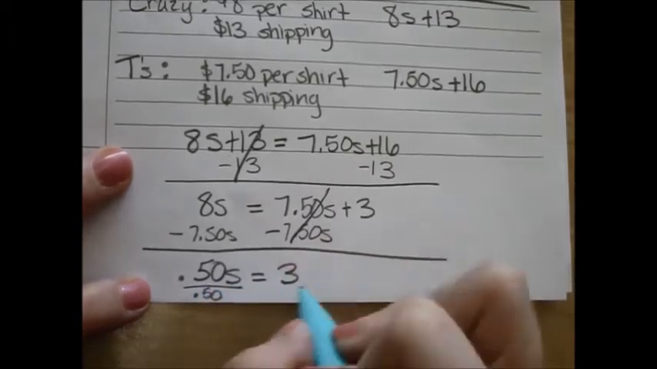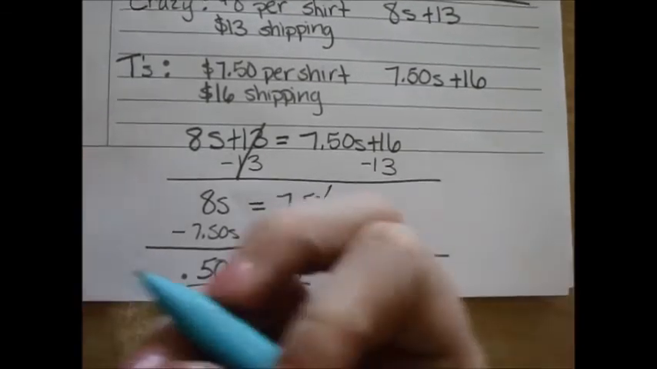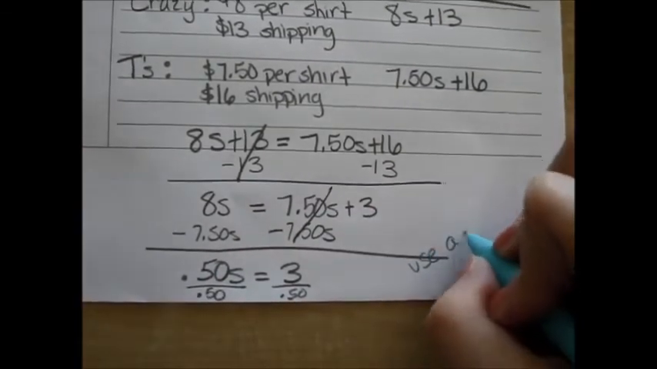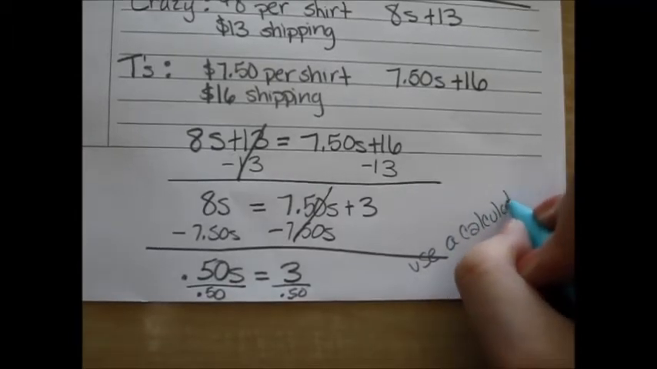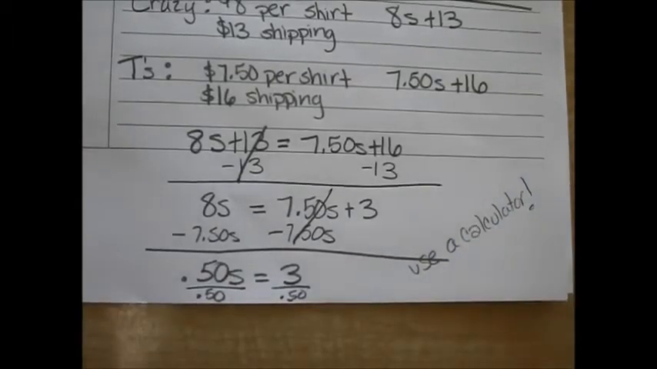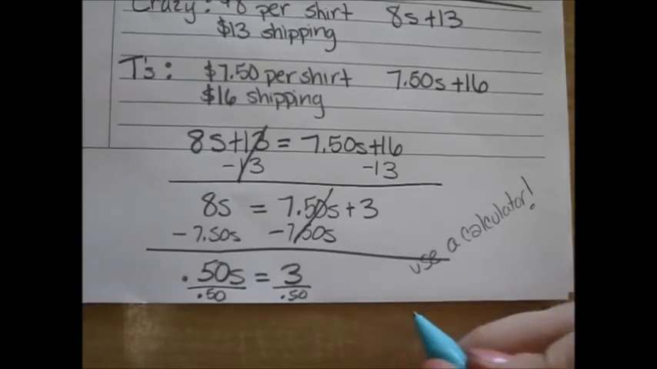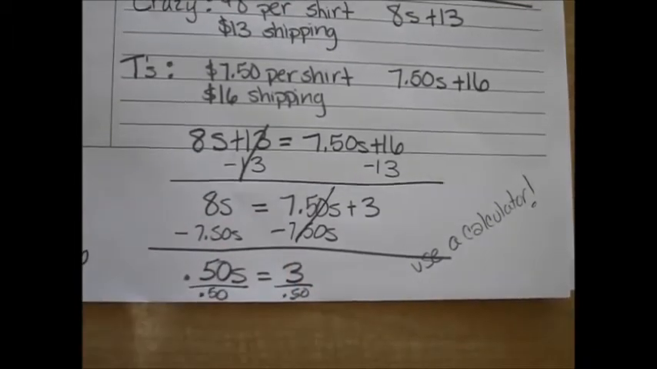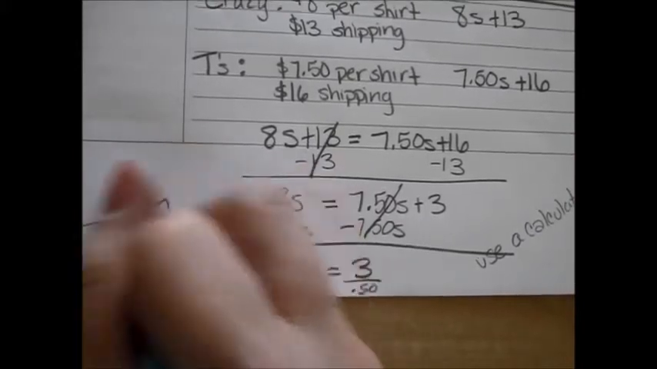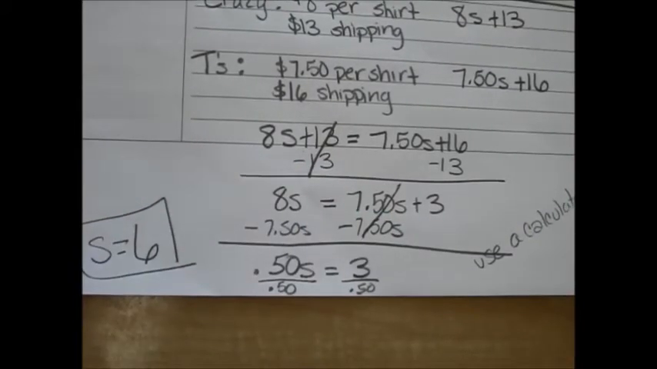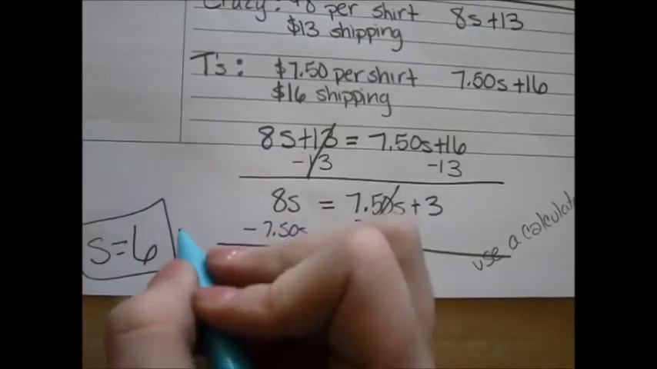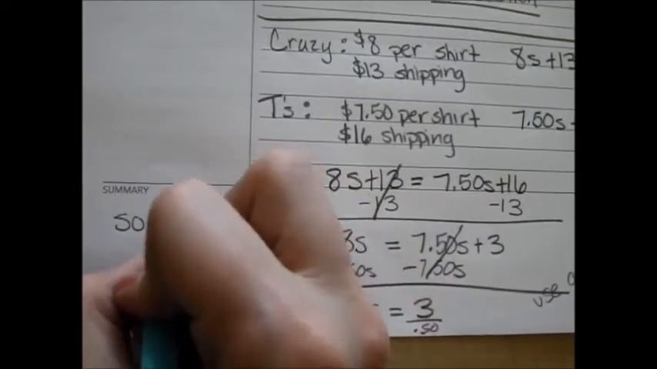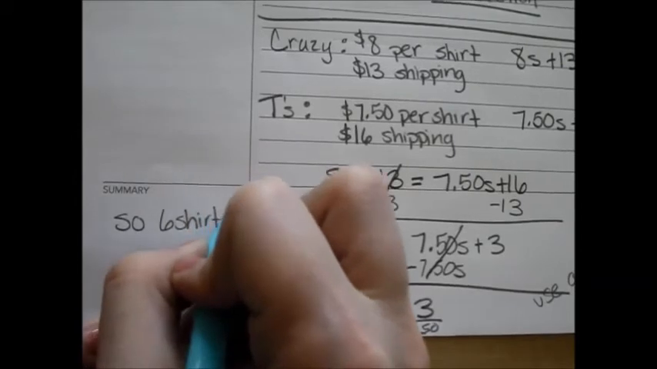At this point, use a calculator to divide by 50 cents on both sides, and you'll find out that the answer is 6. So s equals 6, meaning I need to sell 6 t-shirts for the cost to be the same. The second half of this problem actually asks you to find the cost. So for 6 shirts, what would the cost be at the Crazy Shirt Store and T's for All? That means you need to go back and plug in 6 for s in each one of your expressions.